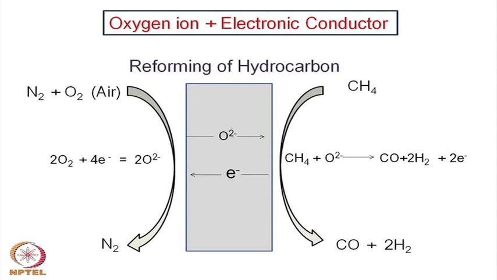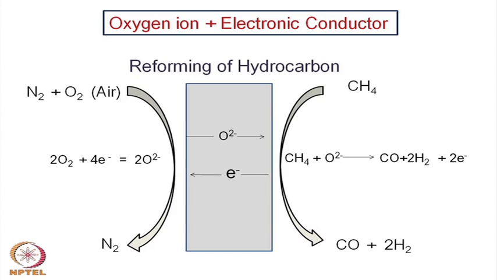Well, first of all, let us take an oxygen ion conductor or a mixed conductor, oxygen ion plus electronic conductor. As I mentioned a few minutes back, we are talking about a reaction chamber where it is a membrane and reaction taking place simultaneously, and the membrane is basically allowing certain species to pass through and allowing the reaction to proceed in a certain direction.